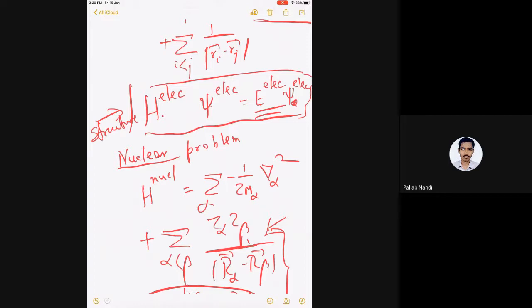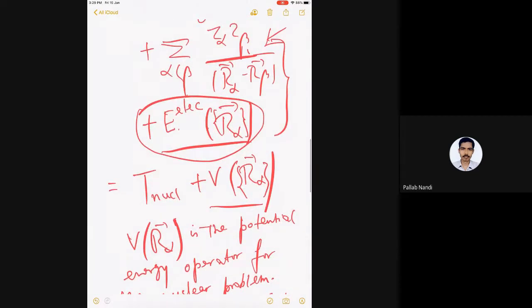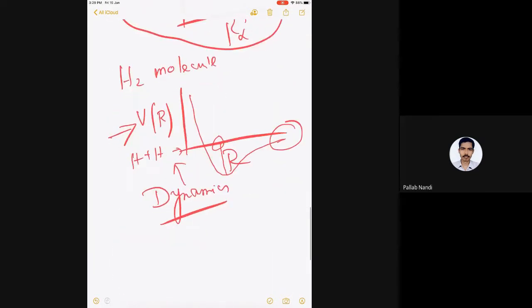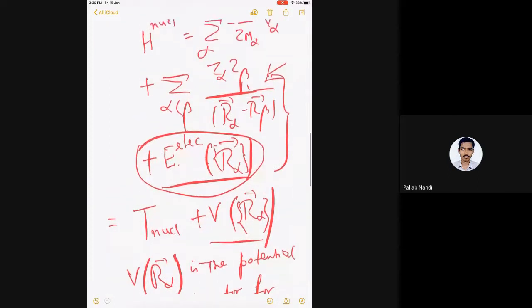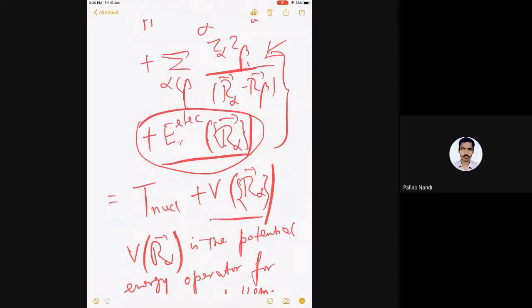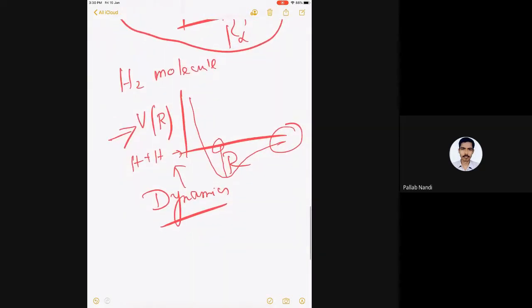If I solve the structure problem for all R alpha, add the nuclear potential energy, then I will get what I call the potential energy surface for dynamics. So you cannot do dynamics unless there is a structure. I hope you understand, because to do dynamics, I require the electronic energy as a function of R alpha. And I actually have to calculate this for all R alpha, which is a very, very time consuming part. For hydrogen molecules, it may be easier, but for polyatomic molecules, it's very, very complicated stuff.